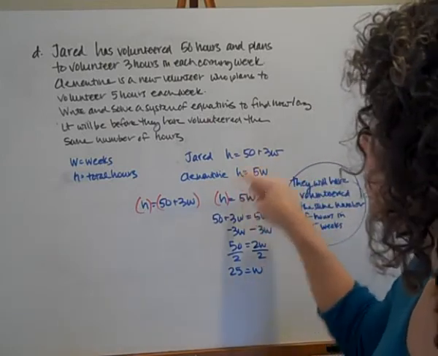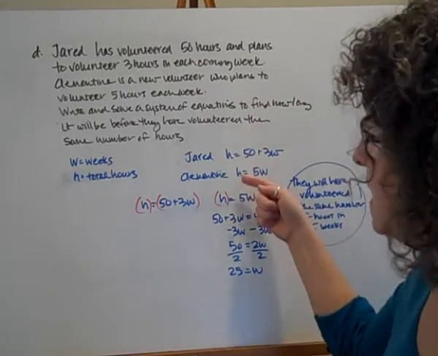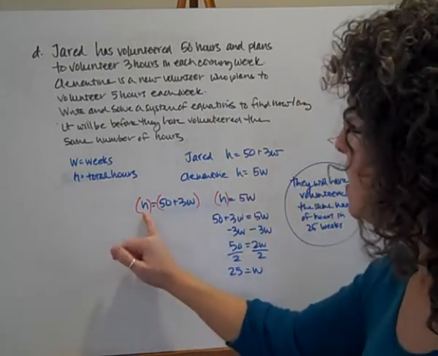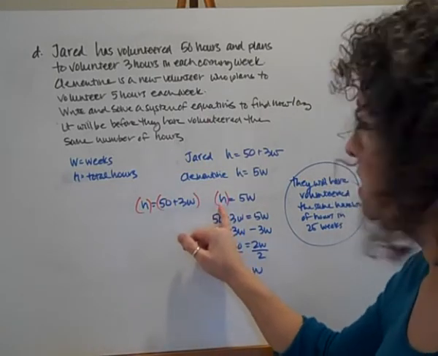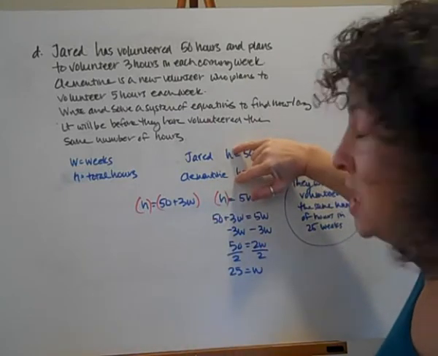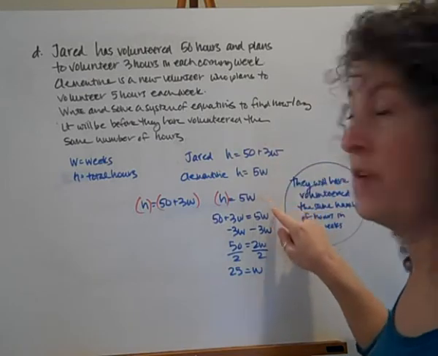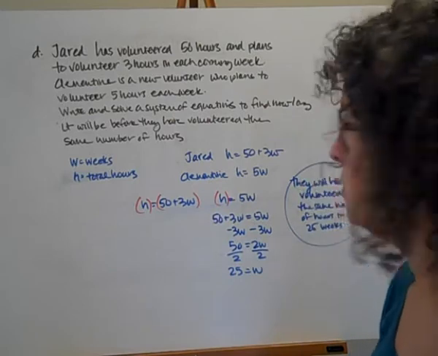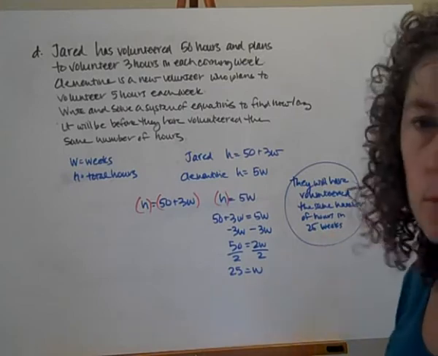So when I look at these two equations, I see that the H and the H are the same. Since this one has a coefficient of 1, I can just substitute it in here. So H is equal to 50 plus 3W. I'm going to take the H out of my second one and put 50 plus 3W in its place. You'll notice that if these two are equal to each other, then these two must be equal to each other also. So 50 plus 3W has to equal 5W. We're going to solve for W, and I come up with 25 equals W. So that tells me that they will have volunteered the same number of hours after 25 weeks.